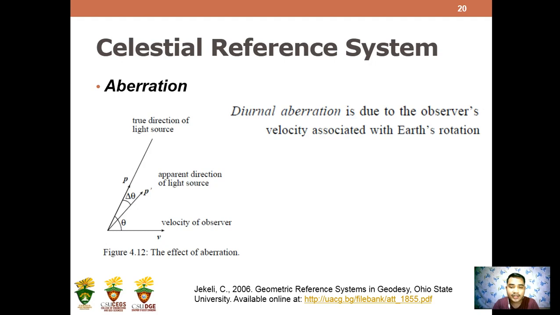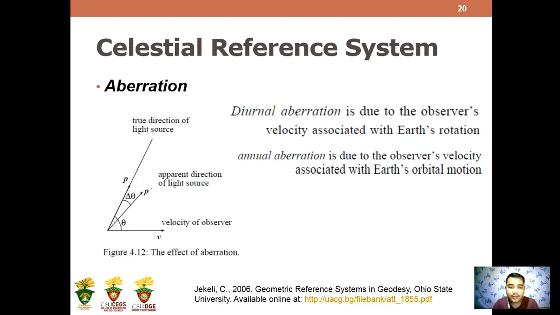First is the diurnal aberration. This is due to the observer's velocity associated with the Earth's rotation. Diurnal, with respect to the observer's velocity. Diurnal aberration is the observer's velocity with respect to the Earth's rotation. Since diurnal means one day, one Earth rotation is one day, that is why it is called diurnal.